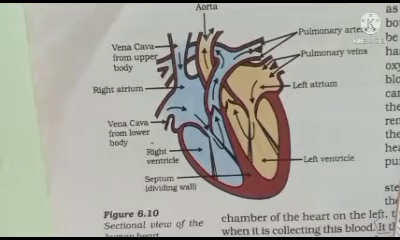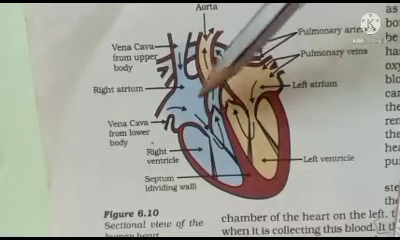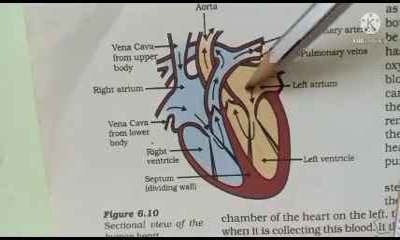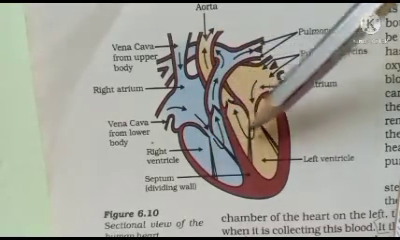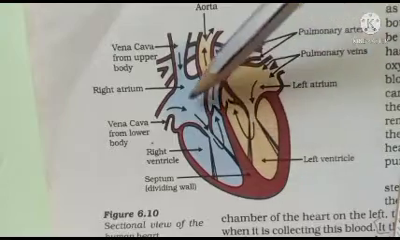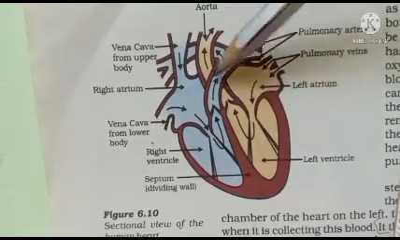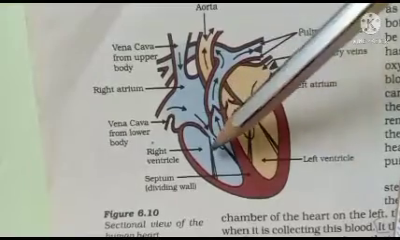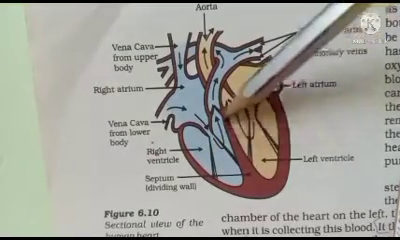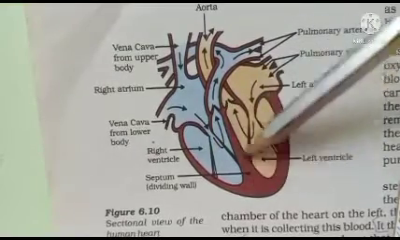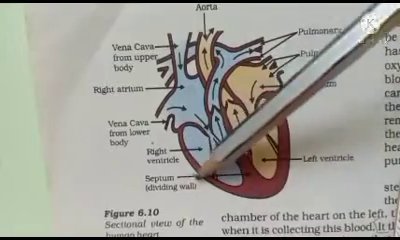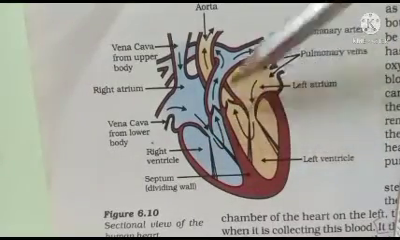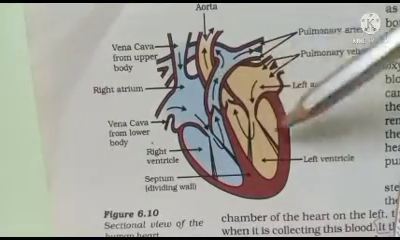Now when we see the heart, it has 4 chambers. The upper 2 chambers are called the atria, and the lower 2 chambers are called the ventricles. The right and the left atrium are separated by the interatrial septum, and the right and the left ventricle are separated by the interventricular septum. Septum means a cross wall which separates these 2 chambers. So 4 chambers are there.